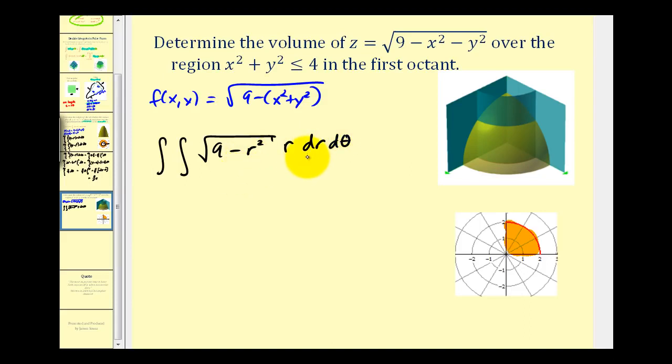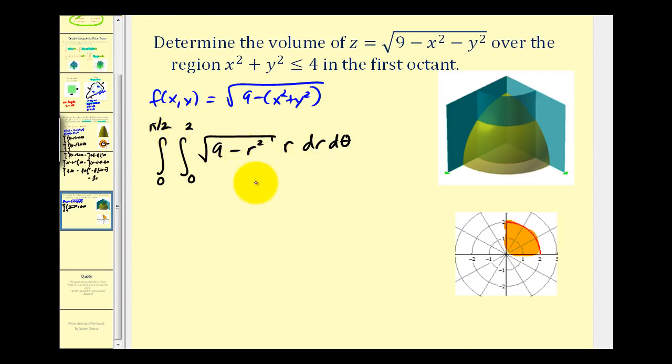So let's determine what r would be. Well, this is a circle with radius 2, so r is going to be from 0 to 2. But now because we're in the first octant, theta is only going to be from 0 to pi over 2. And now we're ready to go.